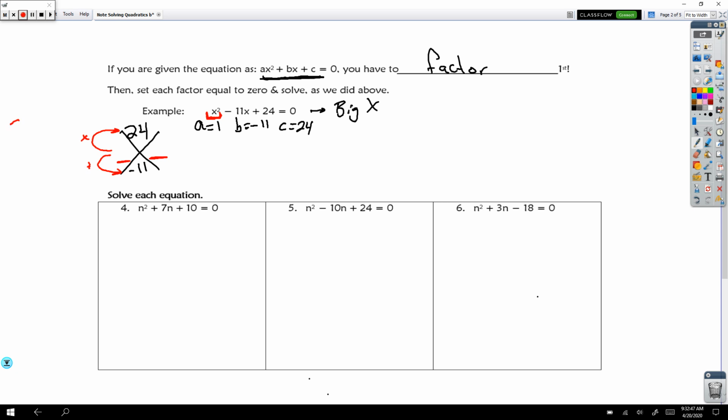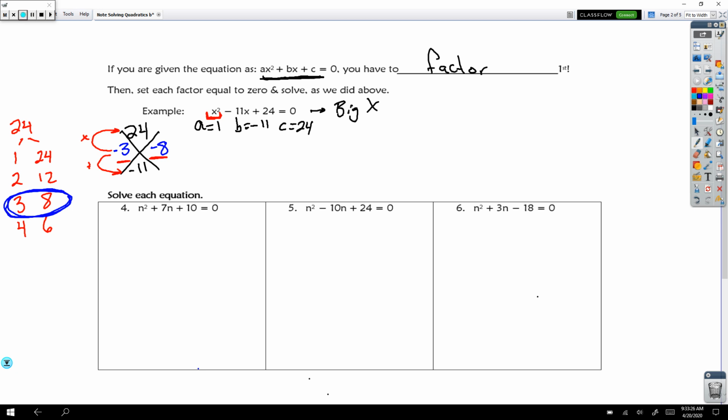So factors of 24. I have 1 and 24, 2 times 12, 3 times 8, 4 times 6, and that would be it. So I need to find a way to get to 11, -11. So if I look at my choices here, the only way I can see getting to 11 is with the 8 and the 3. But it needs to be -11, so both would have to be negative. So -3 and -8.